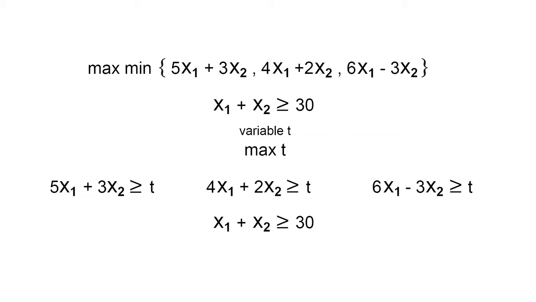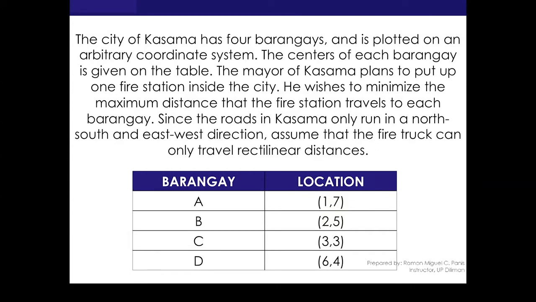Now that we have discussed these transformations, let's look at an example that uses two of these three transformations. Let us consider the city of Kasama, which has 4 barangays and is plotted on an arbitrary coordinate system. The centers of each barangay are given in the table. The mayor of Kasama plans to put up one fire station inside the city. He wishes to minimize the maximum distance that the fire station travels to each barangay.